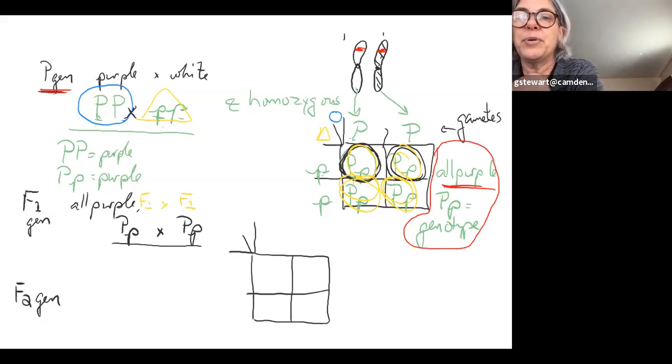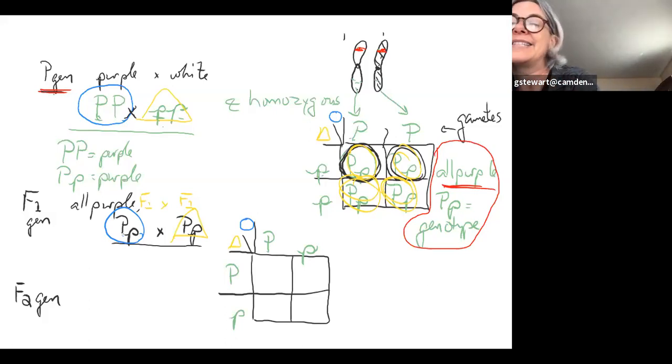And now I would put one of the parents across the top, same as before. But now I'm going to use a capital P and a lowercase p, because this gamete from the blue parent could get either this chromosome or that chromosome. And now one of these is a capital P in the red area and one of them is lowercase p in that red area. Same for the other parent, right? We could get a capital P or a lowercase p.